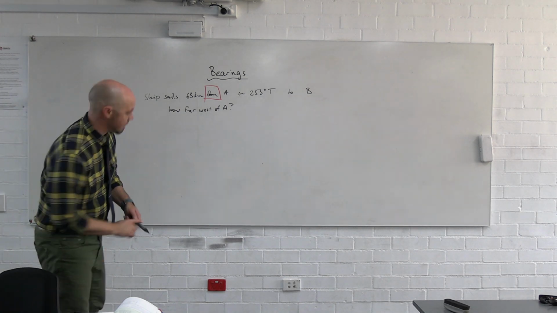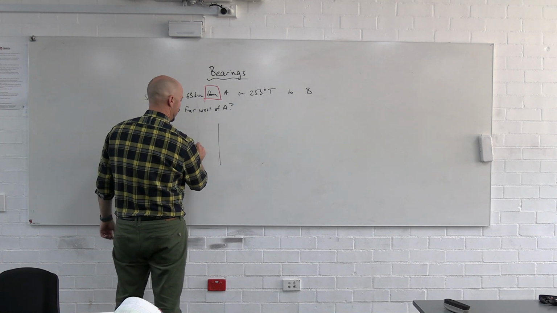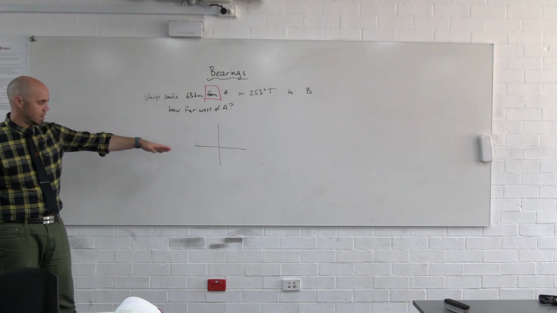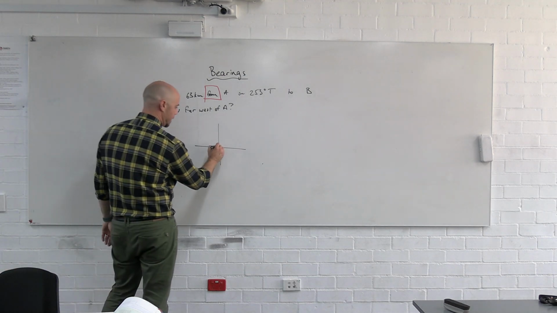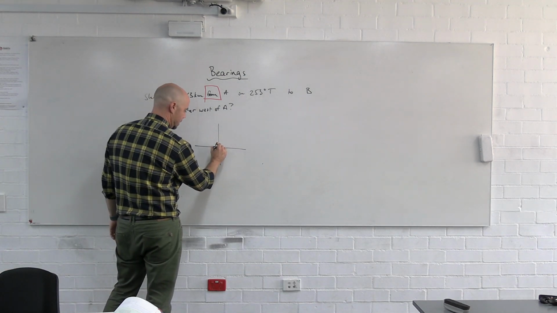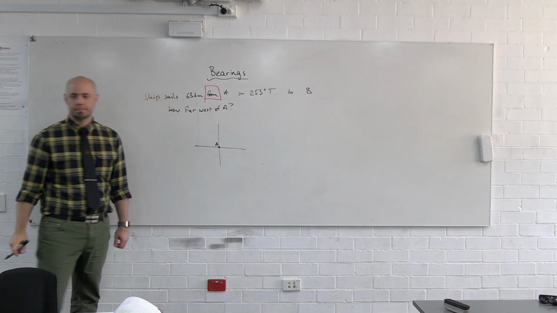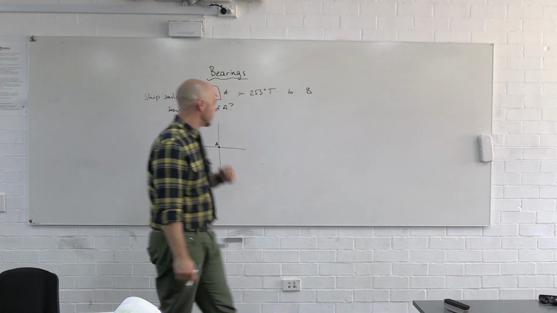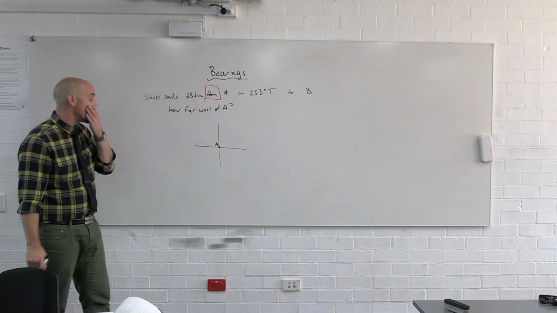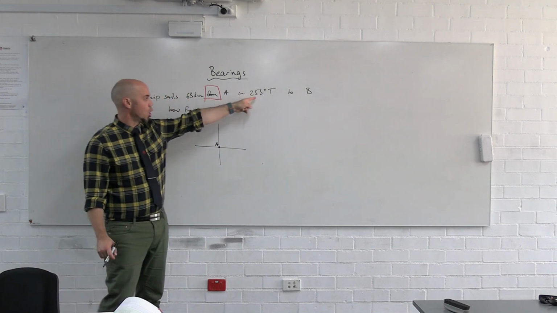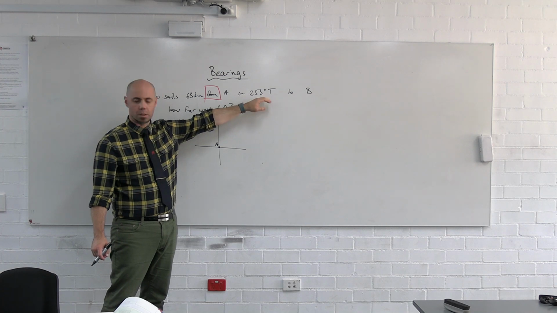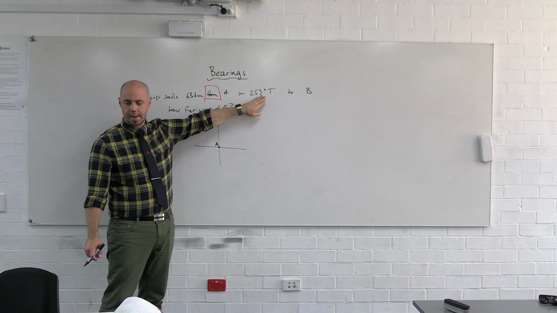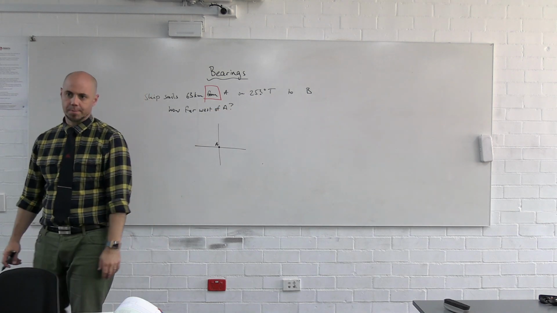Okay, and so that means I'm going to draw my compass axes here, and my A is the starting point, so I'm going to write A here. Okay, my A is here. And then it heads in a direction of 253 degrees, a 3-digit bearing from A. So where do we find that?